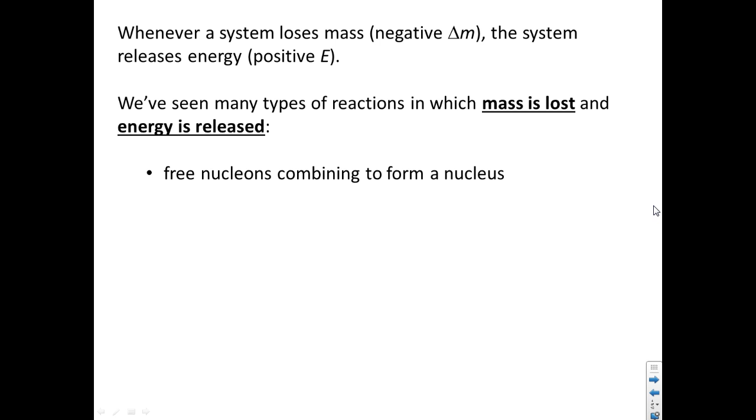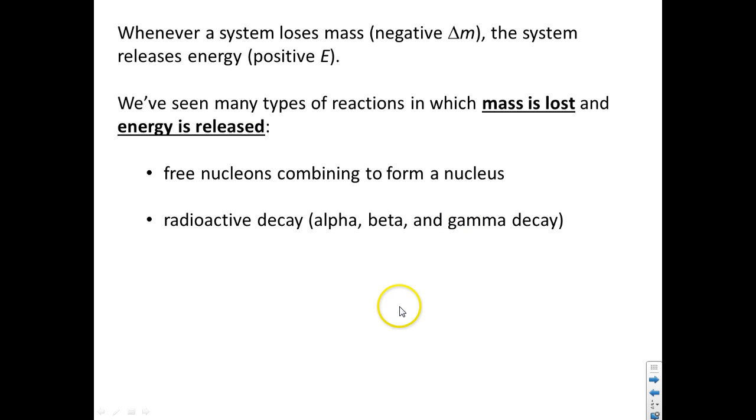If we take a bunch of free nucleons and we combine them to form a nucleus, mass is lost and energy is released. Other examples where mass is lost are radioactive decay, and then we also saw fission and fusion. In all of these, energy is released and there is a loss of mass during the reaction.